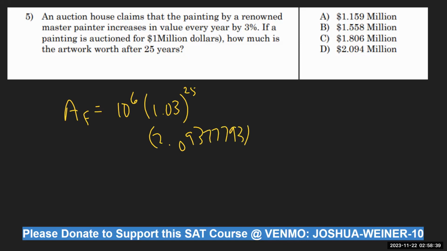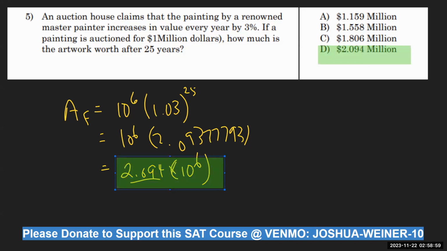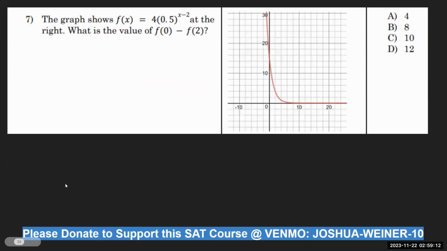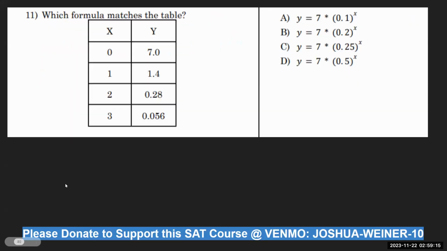377,793 times 10 to the 6th, which would be 2.094 times 10 to the 6th, or 2.094 million. The correct answer was D, 2.094 for a $1 million piece of art. Cool beans. All right. That's it for that question number. Go to the challenge ones.